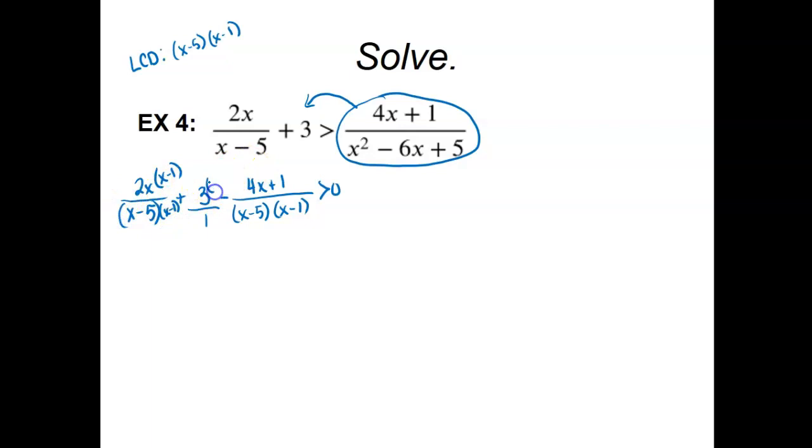For this term, you've got both x minus 5 and x minus 1. So you've got to multiply by both of those in the numerator and denominator. And then this last term already has both pieces of your least common denominator, so you don't have to change anything there. So the common denominators are the same for all of these. So whatever we have here is over x minus 5 times x minus 1. In the numerator, we've got 2x times x minus 1 plus 3 times x minus 5 times x minus 1.